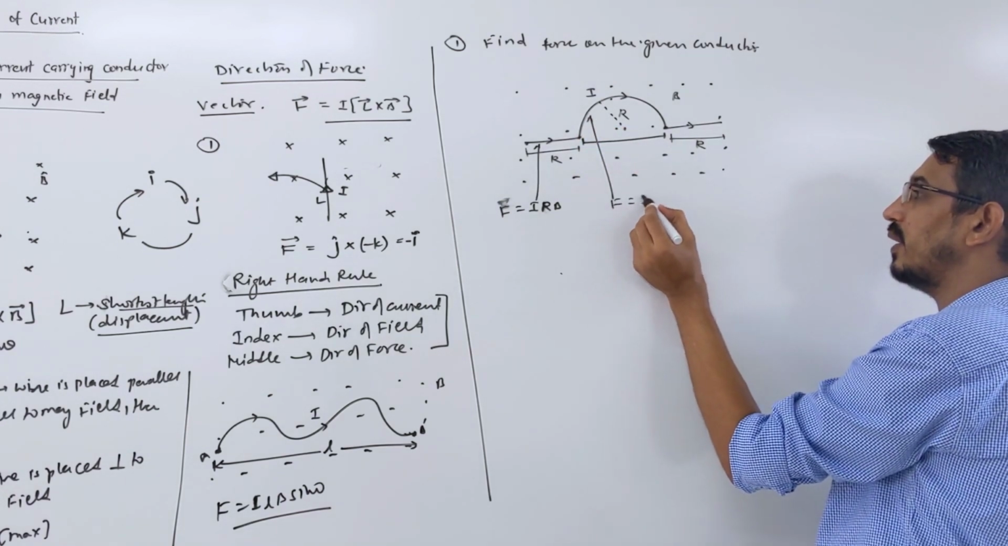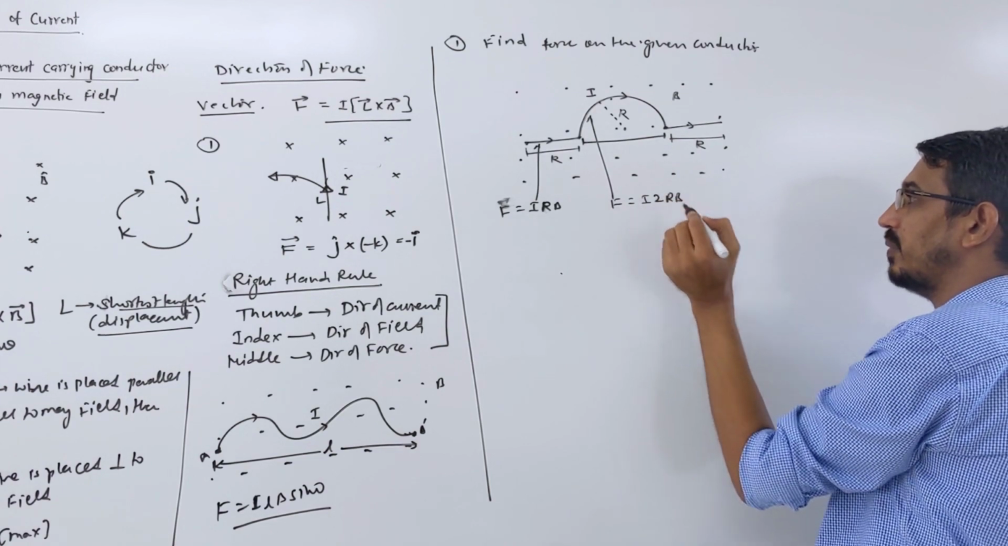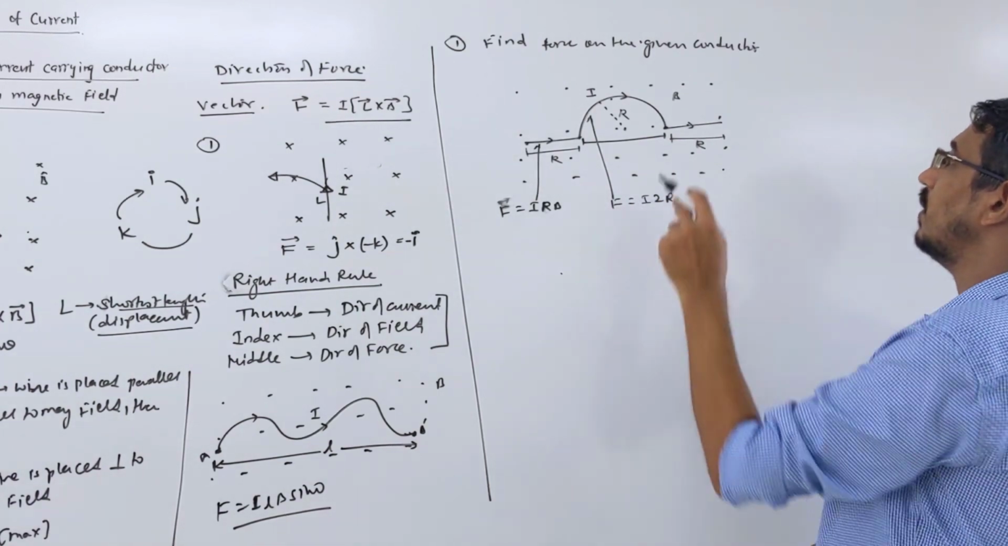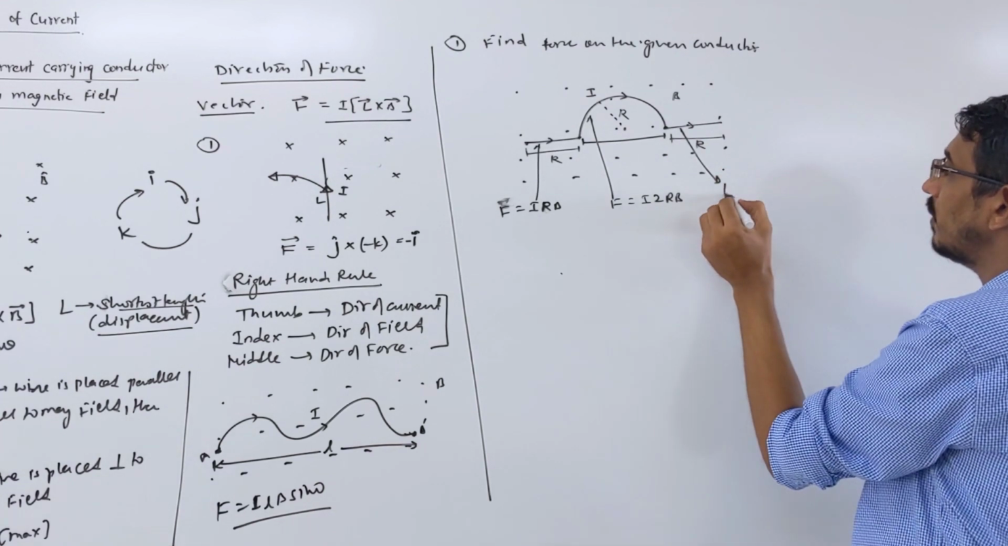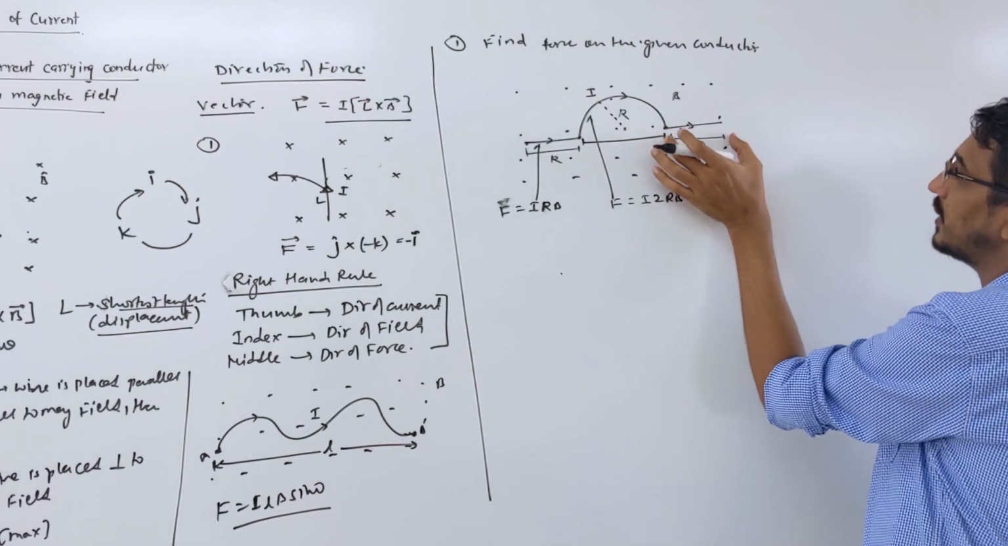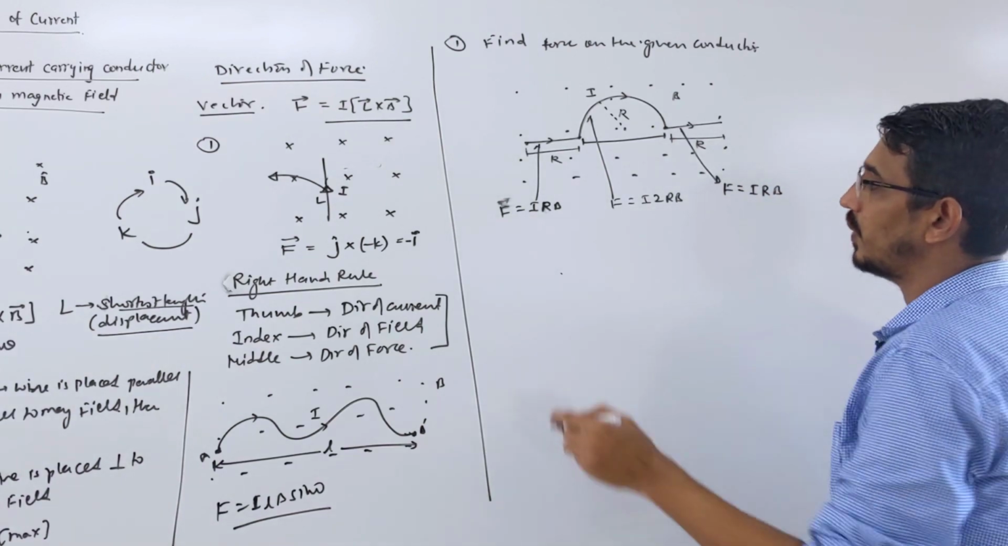F will be I length. Length means what? 2r, straight distance, into what? B. That's a magnetic force on this part. On this third part, force will be I, length is again straight length given r, and what? B. Correct. So what is net force?